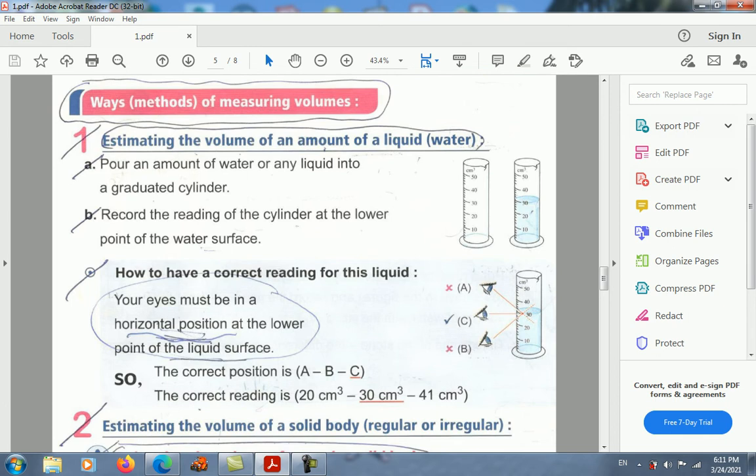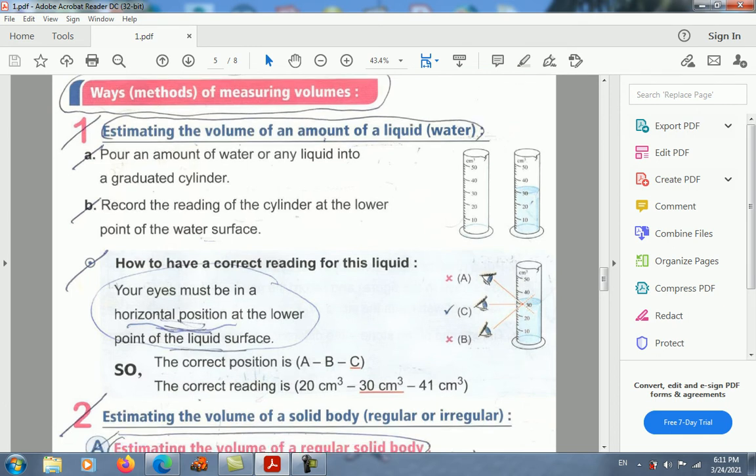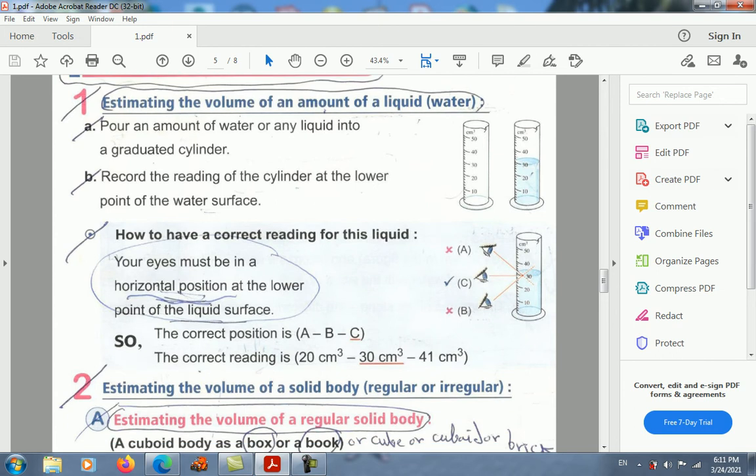Now let's talk about ways or methods of measuring volumes. Number one, estimating the volume of an amount of a liquid, for example, water. A, pour an amount of water or any liquid into a graduated cylinder. B, record the reading of the cylinder at the lower point of the water surface.